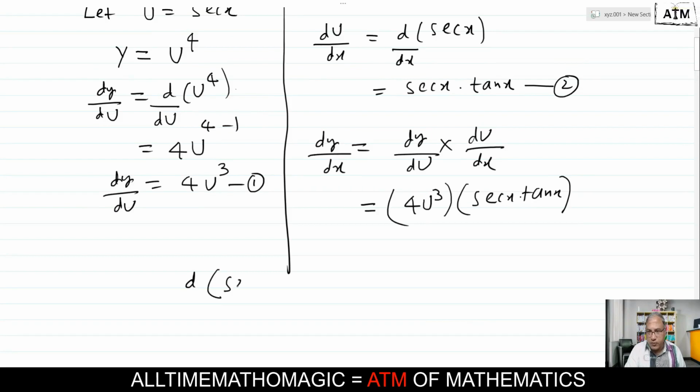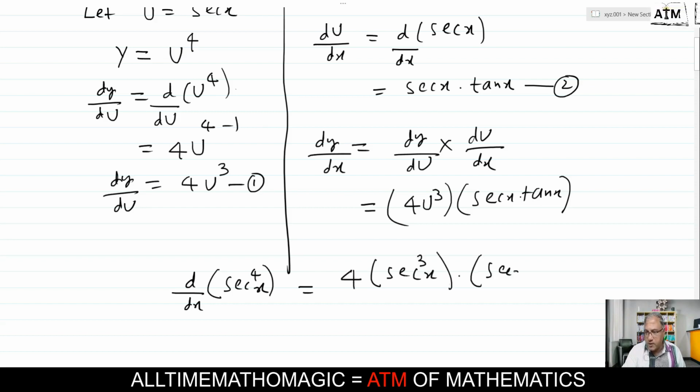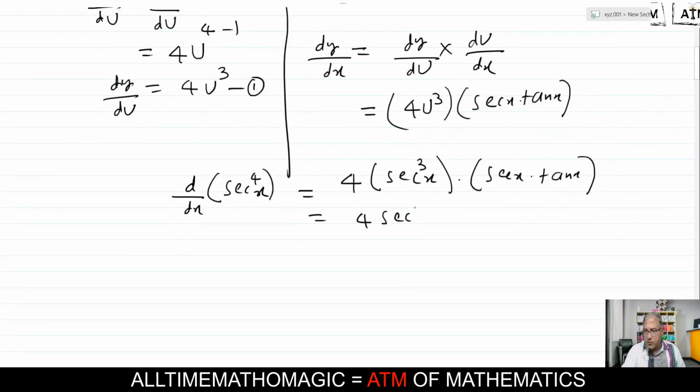Therefore the differentiation of sec raised to 4 x with respect to x equals 4. What is u? u is nothing but sec x, so it is sec cube x multiplied by sec x tan x. So that equals 4 sec raised to 4 x into tan x. This is the required result.